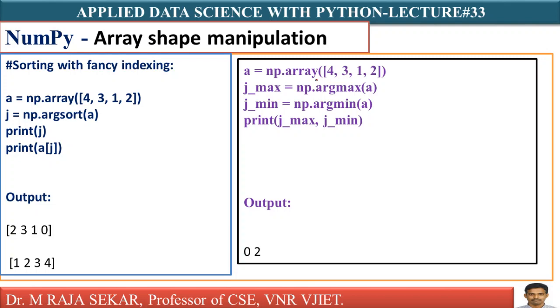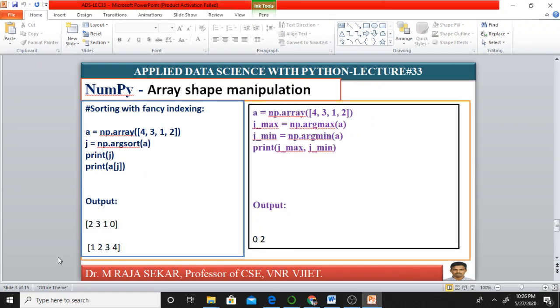Now, np.array 4 3 1 2, j underscore max, np.argmax of a. What is the maximum number? The maximum number is 4. Arg means index. Index 0, 1, 2, 3, whose index is 0. Therefore, you are getting 0. Then np.argmin of a. What is the minimum number? 1, whose index is 2. Therefore, you are getting 0 and 2, isn't it? Anyway, we will try to understand this with Jupyter Notebook.